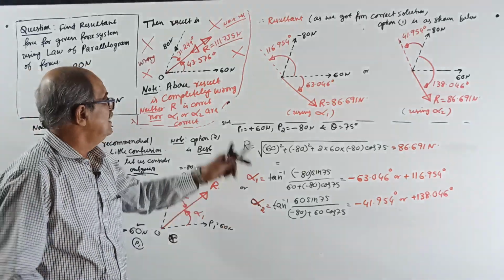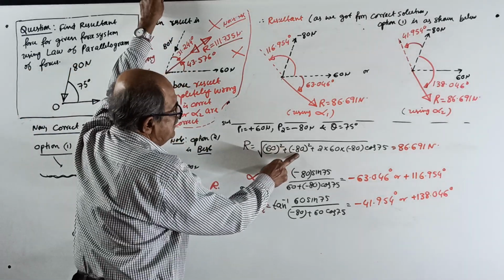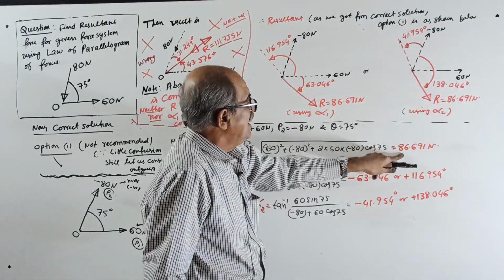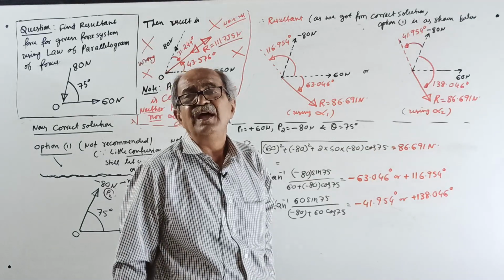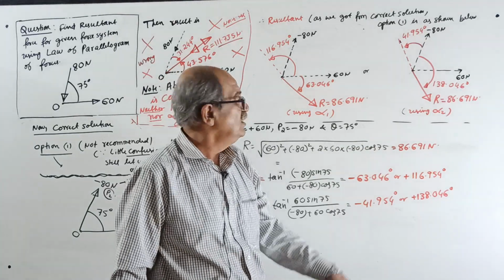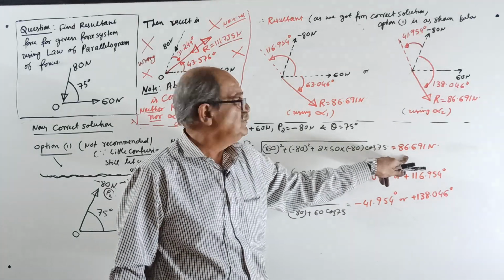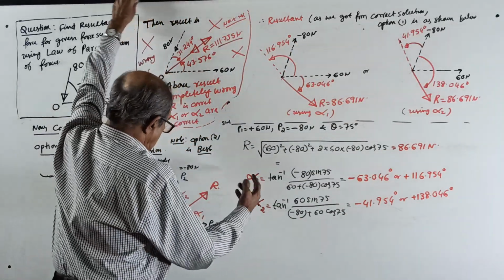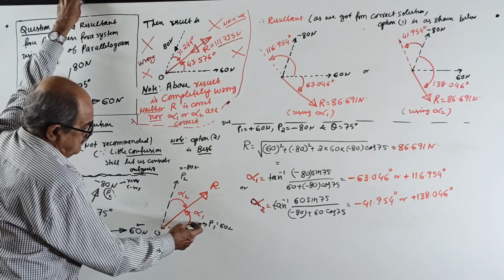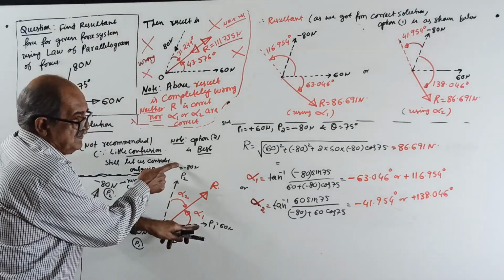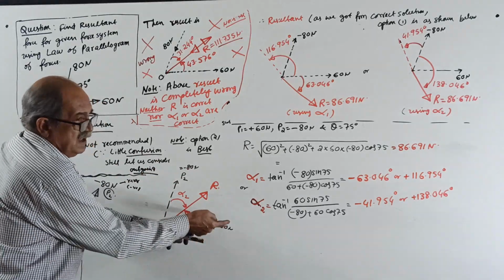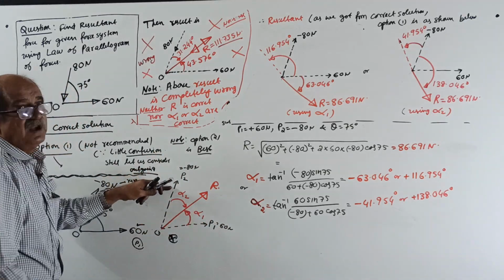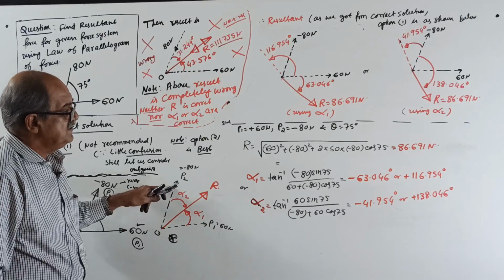Formula right here. Start: 60 square plus minus 80 square, plus 2 into 60 into minus 80 cos 75. Resultant will come 86.691. I told earlier, around 80 to 90. Okay, 86.691 Newton. This is the correct answer. And alpha 1, I won't waste time: tan inverse of minus 80 sin 75 divided by 60 plus minus 80 cos 75. Alpha 2 is 60 sin 75 divided by minus 80 plus 60 cos 75.